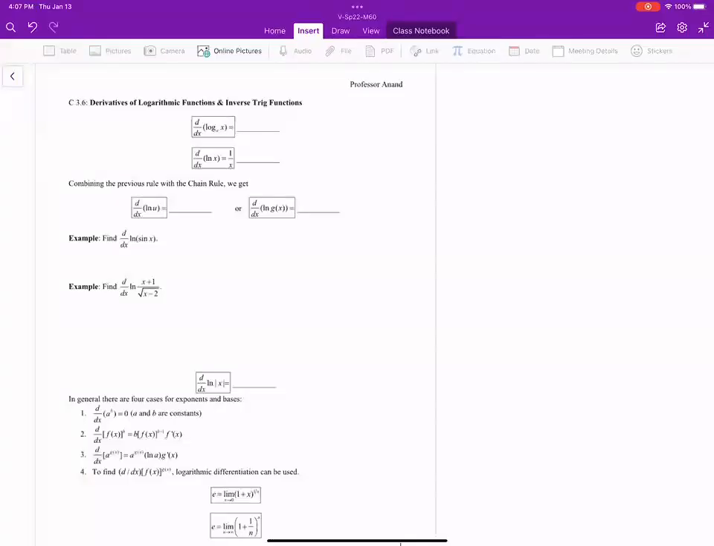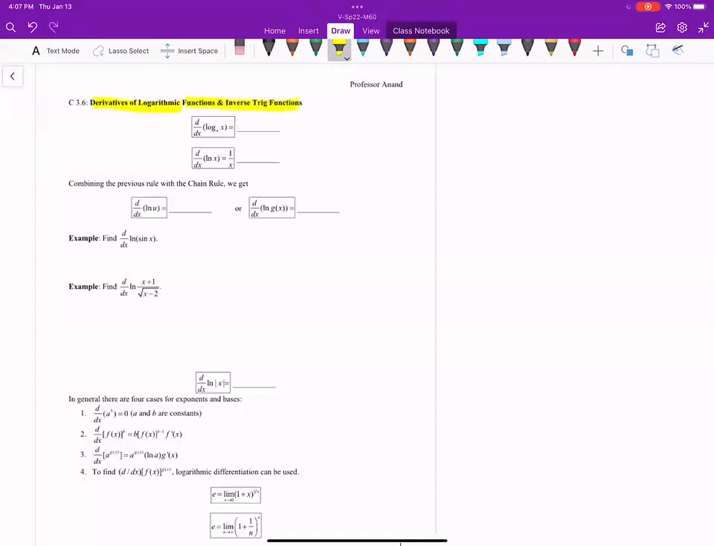Hello everyone, welcome back. In this video, I will be covering section 3.6, derivatives of logarithmic functions and inverse trig functions. So far we have seen a lot of rules about derivatives. We started off with the derivatives of polynomial functions, exponential functions, power rule, sum, difference, product rule, quotient rule, chain rule, then how to do implicit differentiation. And after that, now we are going to do logarithmic differentiation.